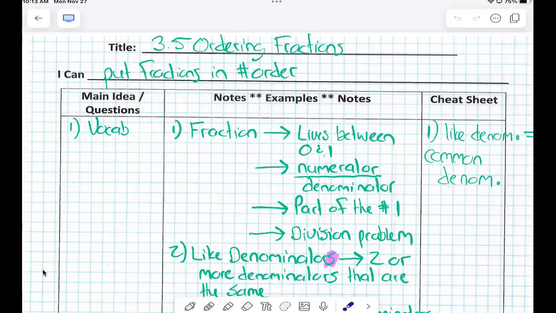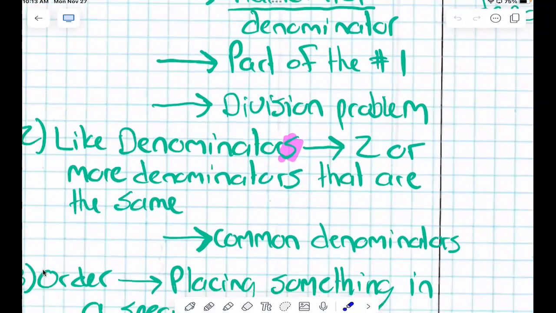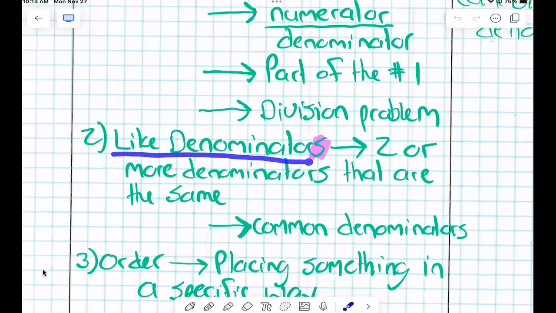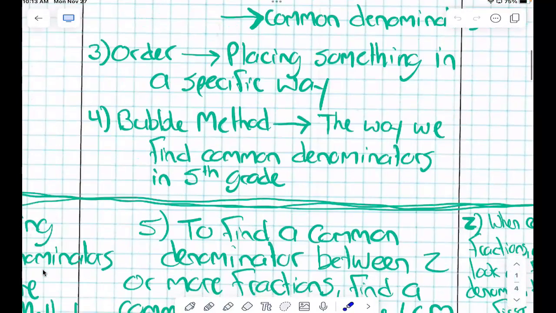Can you guys put fractions in order? Yes. Oh, I bet you can. All right, fractions. We know there's lots of definitions for fractions. We're not going to talk about those. We're going to move on to number 2. Give me another name for this word. Common denominator. A like denominator and a common denominator are the same thing, right? Yes. And that's when we have 2 or more denominators that are the same. Okay, cool. Order, you guys are probably good at that. Bubble method we're going to talk about in a second, so I'm just going to skip through that one, okay?